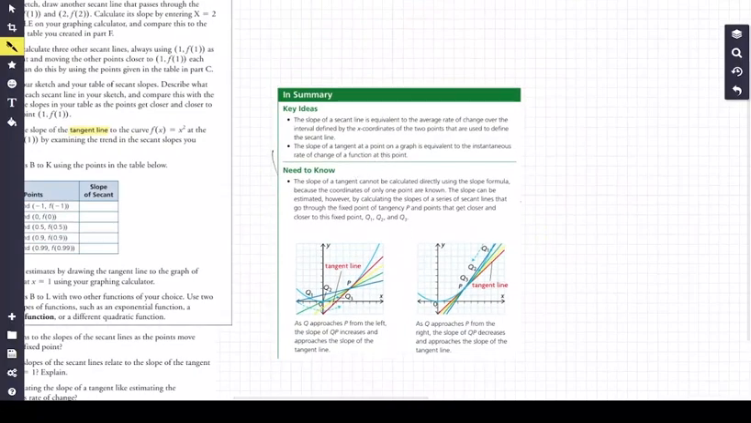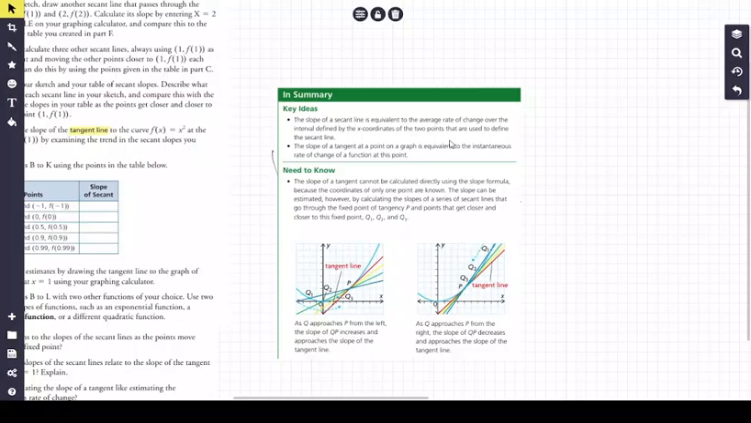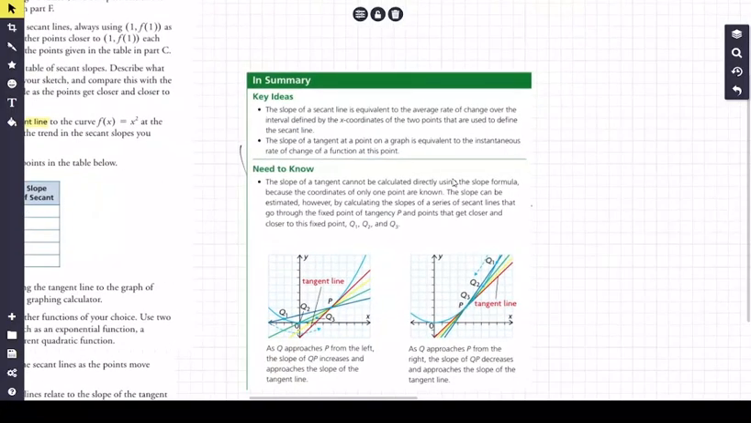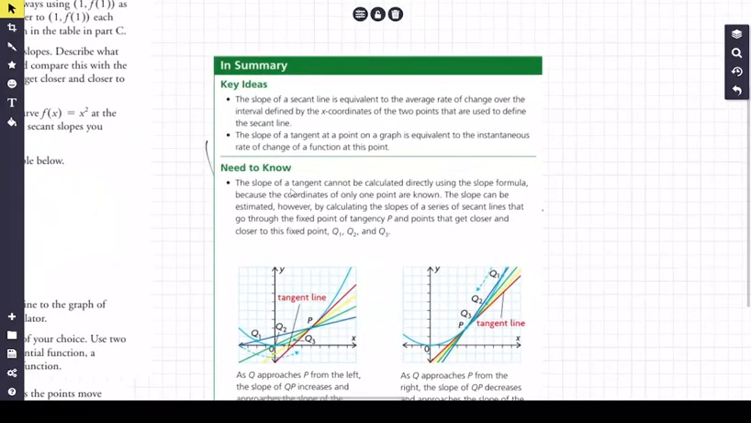Okay, so the slope of the secant line is equivalent to the average rate of change over the interval defined by the x-coordinates of the 2 points that are used to define the secant line. The slope of a tangent line at a point on the graph is equivalent to the instantaneous rate of change of the function at this point. So what do we need to know? The slope of a tangent line cannot be calculated directly from the slope formula, because the coordinates of only one point are known, right? The tangent line only touches the graph at one point.